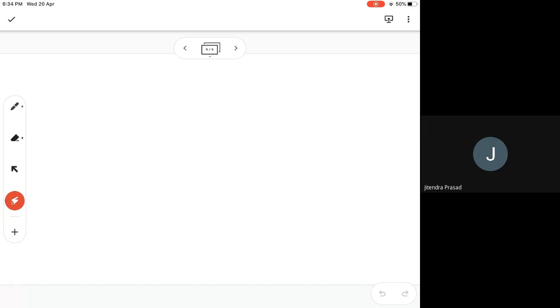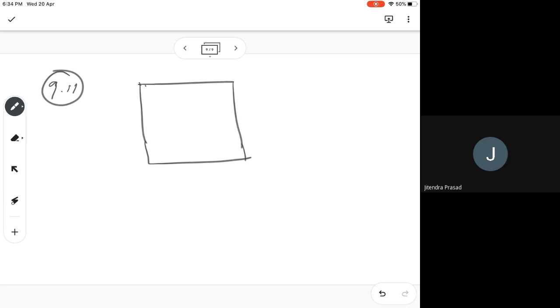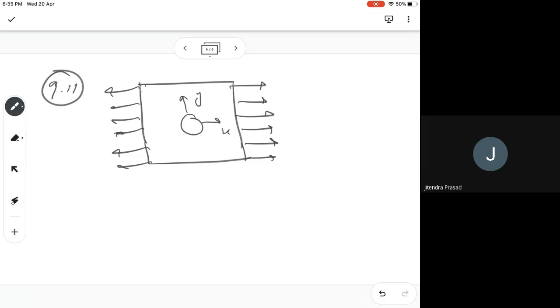So 9.11, and it says you have a problem like this, and then there is a hole here, and there is a force this way. Tensile forces from both the sides. This is X, this is Y. And the dimension is given. So this is the diameter, the radius of this.